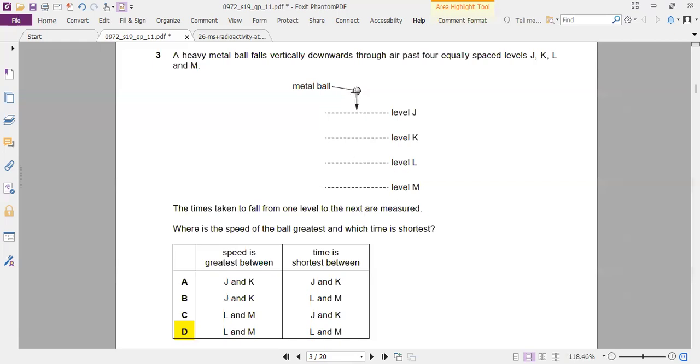Well, when they fall, first of all, this is a metal ball. The acceleration is acting and its speed is constantly increasing. So here the speed will be minimum, greater, greatest. Speed between L and M will be greatest. Okay, so reject A and B. Now time, well, when the speed is greatest, time will be shortest between L and M.